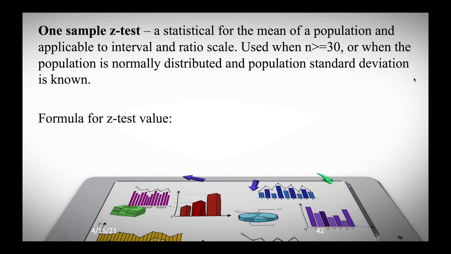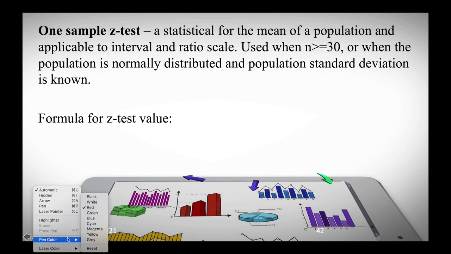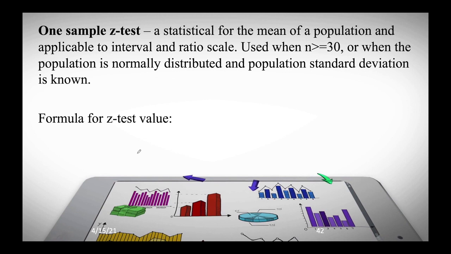So here we have the formula for one sample z-test. For the formula, we have here the z equals x bar minus mu over the population standard deviation over square root of n. This is our first formula for z-test.